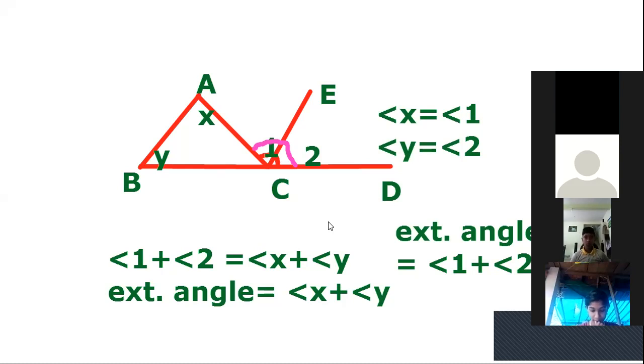Are the exterior angles formed at each vertex of a triangle equal? Are the exterior angles formed at each vertex of a triangle equal?